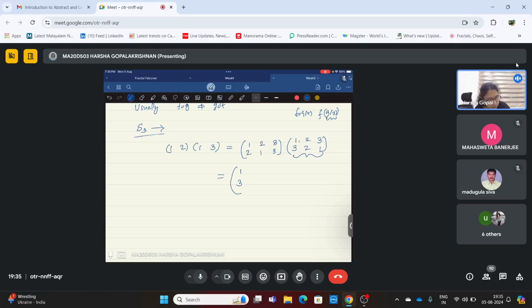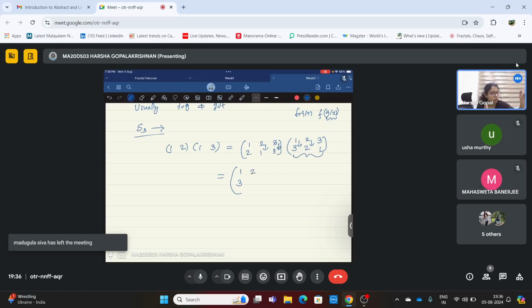Okay, 1 is going to 3 and 3 is going to 3. So 1 is going to 3 in composition method, and 2 is going to 2, then 2 is going to 1. That means in composition, 2 is going to 1, and then 3 is going to 1 and 1 is going to 3. So it is 3 2. So what we can write is 1 going to 3 going to 2. So this is the cycle (1 3 2).